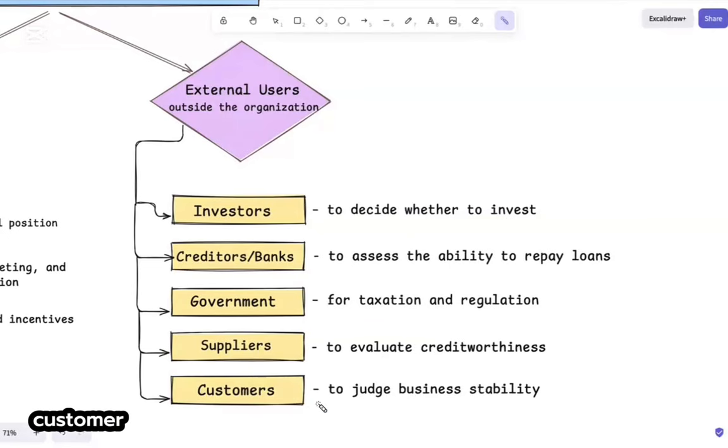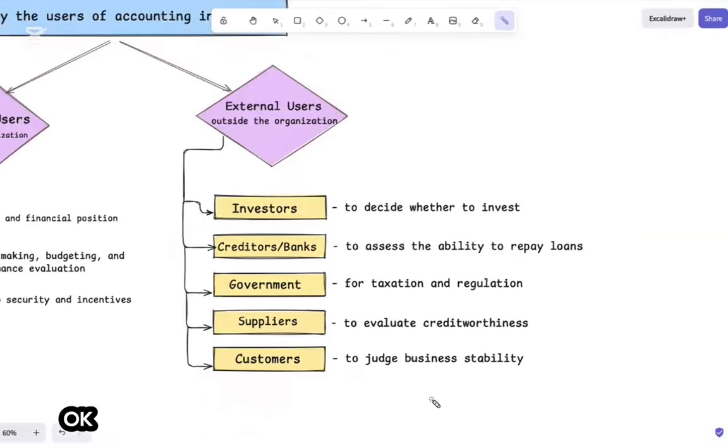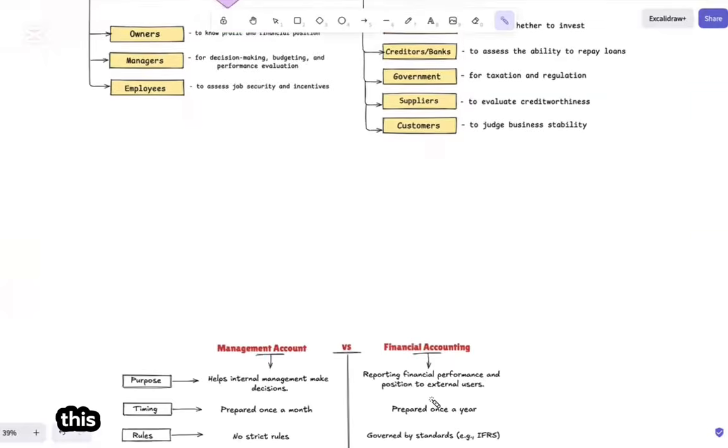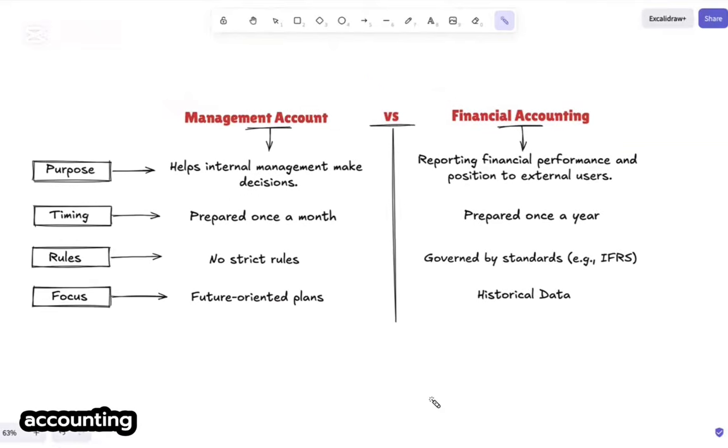The last one is the customer. Of course, to plan to sign a long-term contract, they need to be sure the company will continue operating in the future, and they will judge this through financial information, especially accounting information. Okay, this is all. Let's have a look at management accounting.